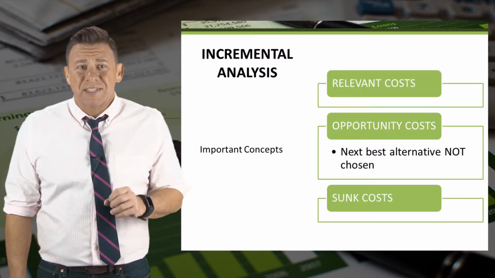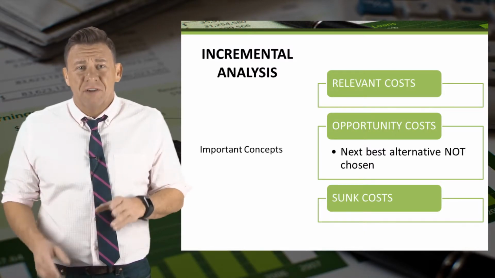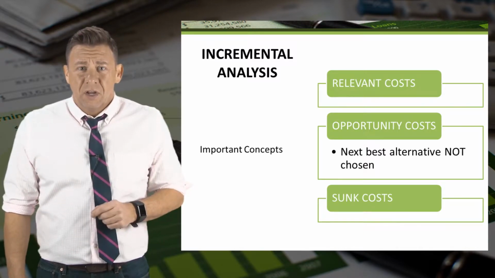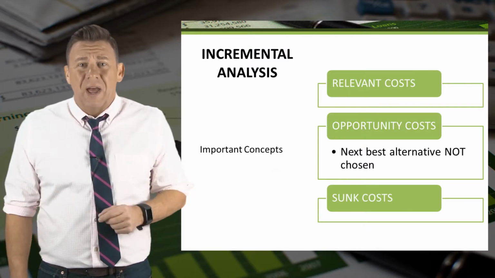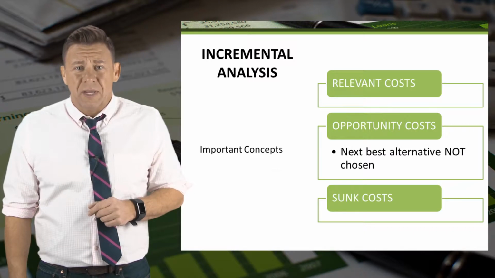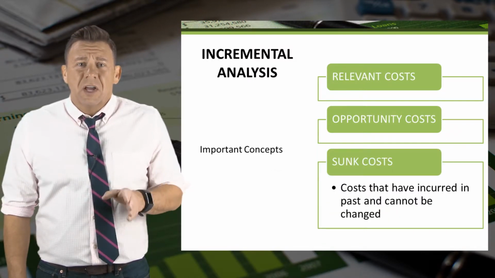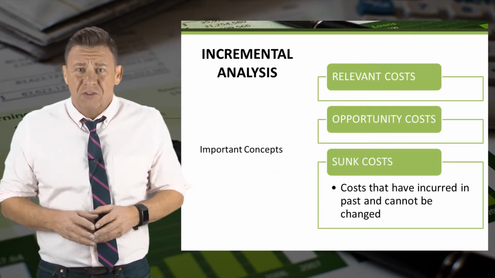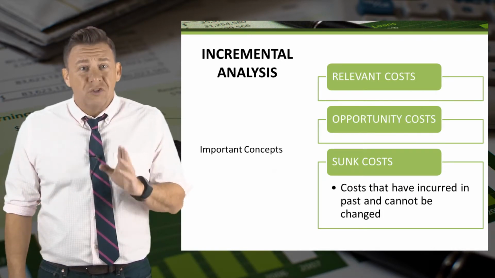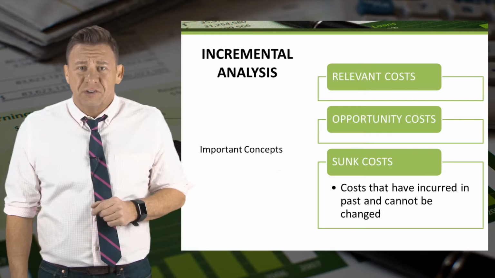Opportunity cost is the cost of the next best alternative not chosen. For example, if we choose alternative A, we do so at the expense of choosing alternative B. Sunk costs are costs that have occurred in the past and cannot be changed. Therefore, they should not influence our future decisions.